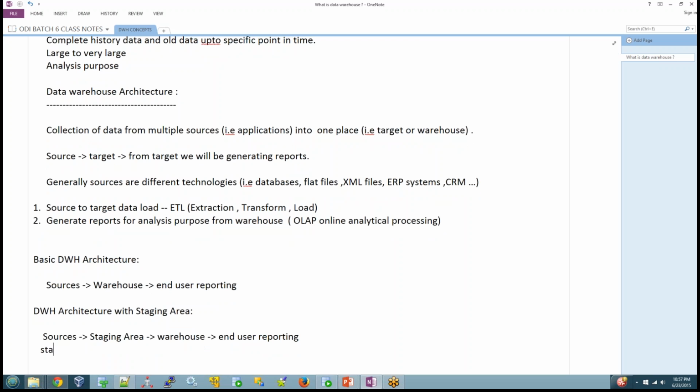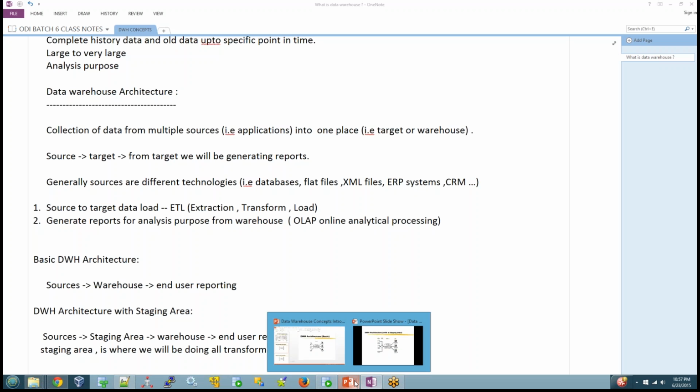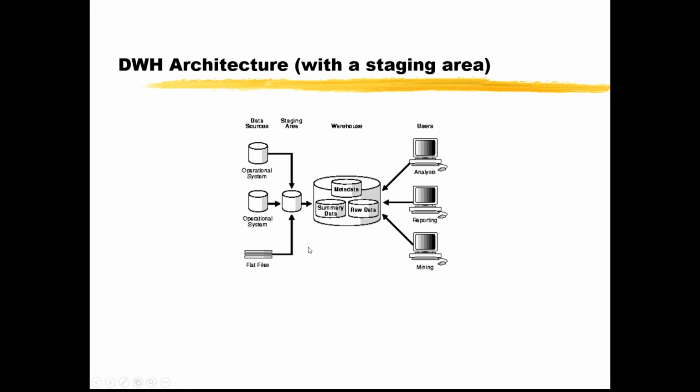What is data transformation? We will see. The staging area is where we will be doing all transformations on the extracted source data. I'm not saying all source data, extracted source data. So first we extract the data from the source, do the transformation, and then load into the warehouse. From the staging area we load into the warehouse. So source to staging, staging to warehouse, and warehouse to end user.